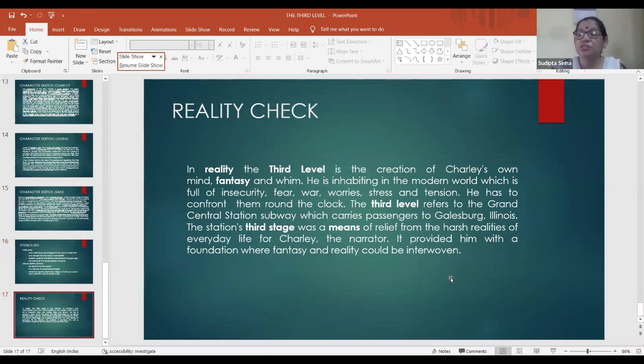Now, reality check is again important. The third level is the creation of Charlie's own mind, fantasy, and will. He's inhabiting the modern world, which is full of insecurity, fear, war, worries, stress, and tension. He has to confront them round the clock. The third level refers to the Grand Central Station subway, which carries passengers to Galesburg, Illinois. The station's third stage was a means of relief from the harsh realities of everyday life for Charlie, the narrator. It provided him with a foundation where fantasy and reality could be interwoven.